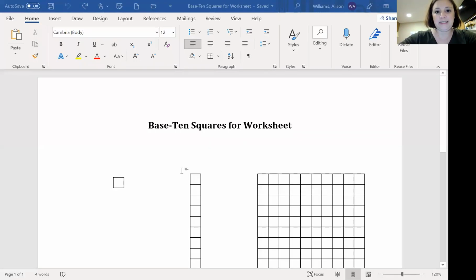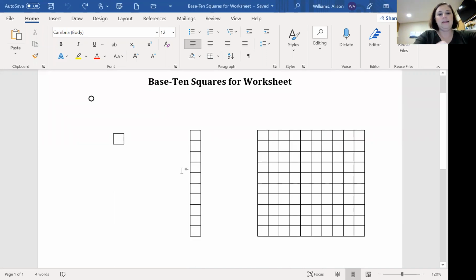We'll use those a little bit more when we get into decimals, but that's next term. But that's one way we could use that number system. Let me share this on my screen. I have one I created in Word that uses the base 10 squares. Here, let me scroll. There we go.